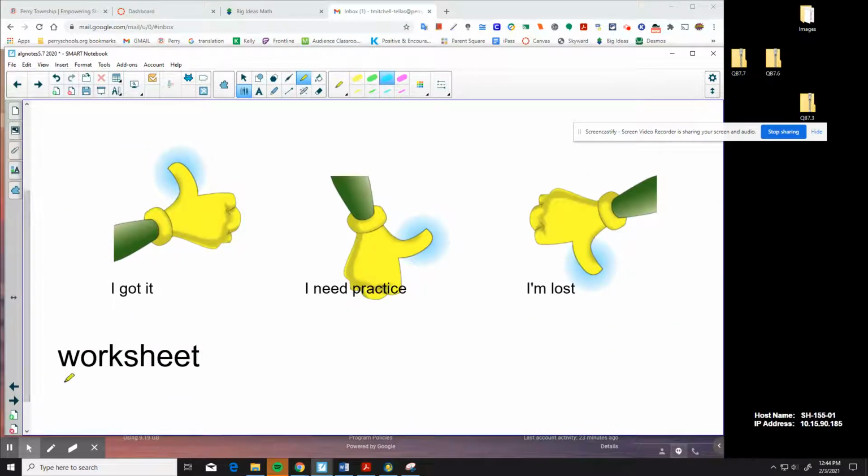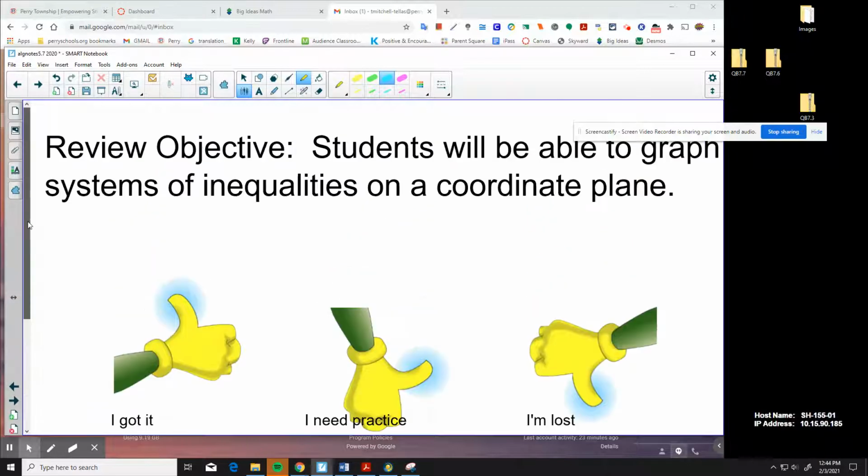Okay, so actually we're not doing a worksheet. You're going to go to Big Ideas now and try those problems first and see how that goes for you. So again, we were just graphing systems of inequalities on a coordinate plane.